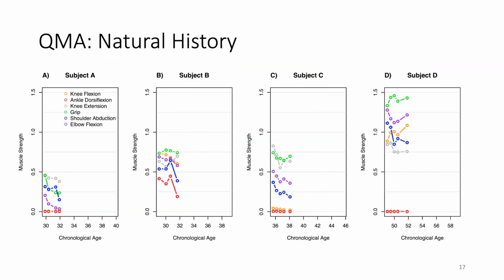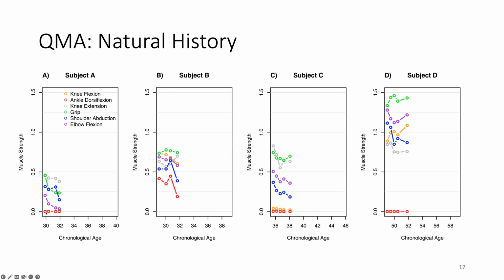This is in the natural history database for GAD myopathy. This is just a snapshot from 4 subjects, but just to give you a sense of what the longitudinal data looks like. We have multiple muscle groups here, 6 primary muscle groups that we studied: knee flexion, which is the hamstring, ankle dorsiflexion, obviously the ankles, knee extension, which is the quadricep, grip, shoulder abduction, and elbow flexion.